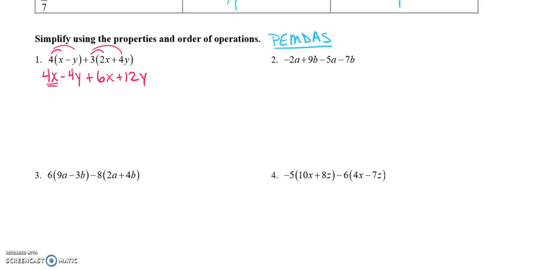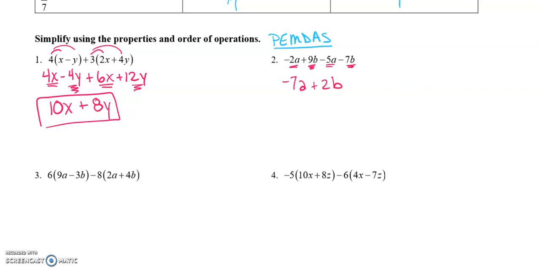And then we can combine our like terms. We've got some x's. I've got 4 of them. I've got 6 of them for a total of 10x. And then I can add the y's. Negative 4y plus 12y is 8y. Next one, I've got an a here. I've got an a here. Negative 2a minus 5a, negative 7a. I know I write my a's weird. You'll get used to it. And then I've got some b stuff and some b stuff. 9b minus 7b is 2b.